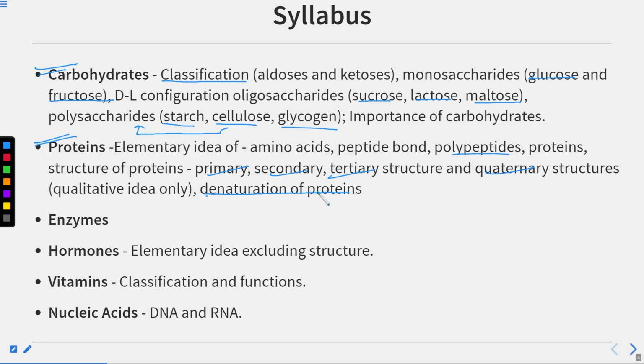So we will discuss this in the next class, and also we will discuss the importance of carbohydrates, which I have not covered today. I will cover it tomorrow in the next lecture.